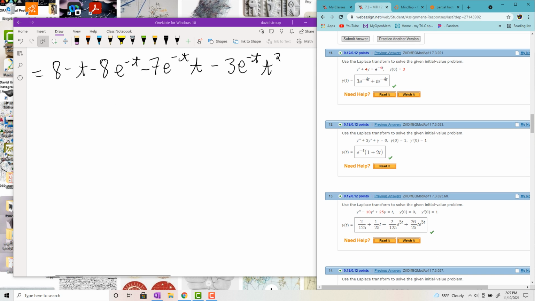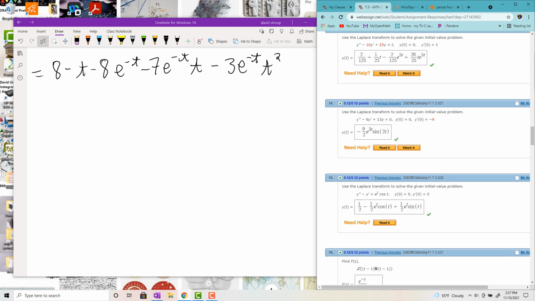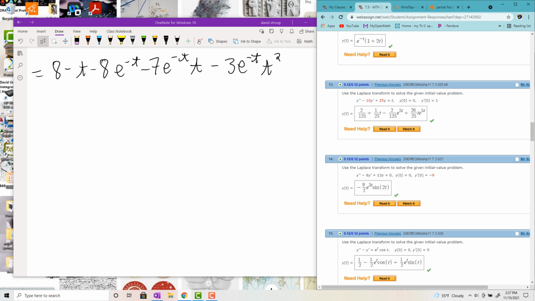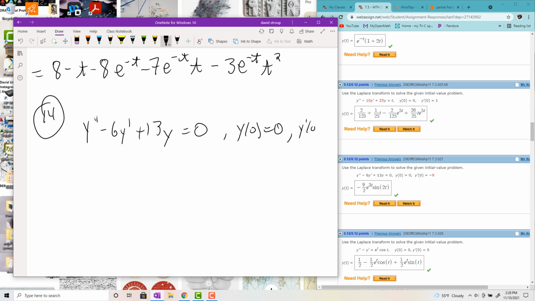Let's try number 13 looks quite annoying. It's a reason at this point in life not to do it, right? Let's try number 14. Okay. See how that goes. So y double prime minus 6y prime plus 13y equals 0. Y of 0 is 0. Y prime of 0 is negative 9.